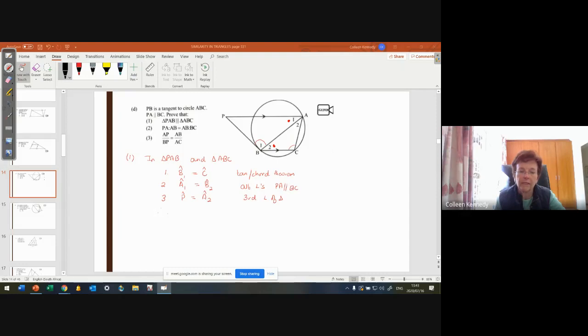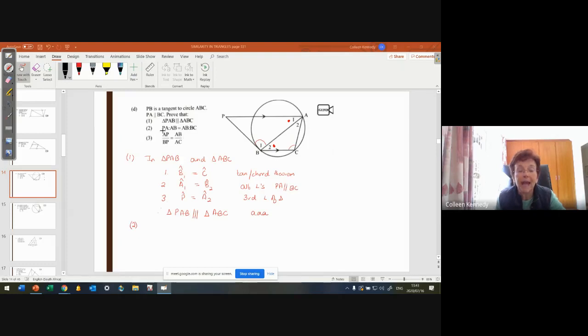And so therefore we can say, and we label it as it was, so it's PAB, triangle PAB is similar to triangle ABC. Angle, angle, angle. That would get you 3 marks. Now, even if you couldn't prove that, you assume it true. Never forget that you can assume it true.